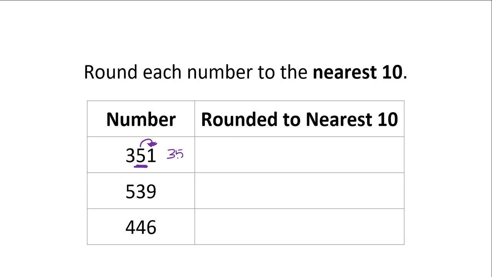The 5 remains the same. Everything after the underlined digit becomes a 0. So 350 is my answer for that one.